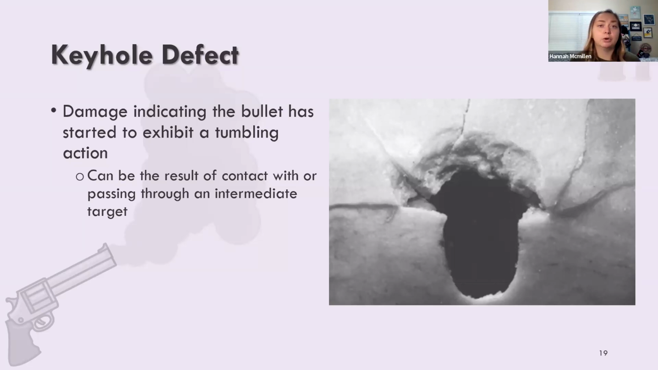So that could be passing through a wall and then hitting the final target. That could be passing through a pillow, hitting the final target. That could be passing through a person and then hitting a wall behind that person. So there are different types of intermediate targets that we might see here that help cause this keyhole defect.